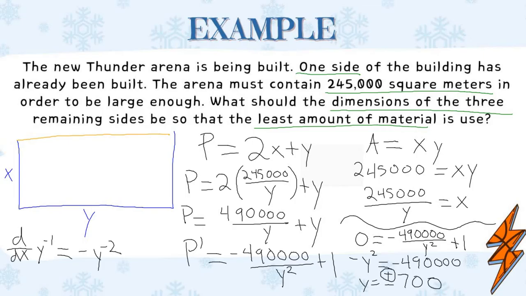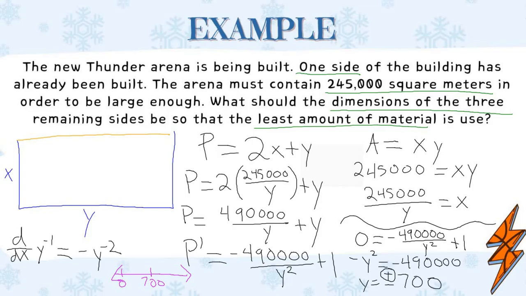But we are talking about dimensions, so we really only care about the positive one. Then what's the last thing that we need to double check? It changes signs. The derivative, right? Because my derivative is what has to change from increasing to decreasing or decreasing to increasing. So I need my derivative to change signs.